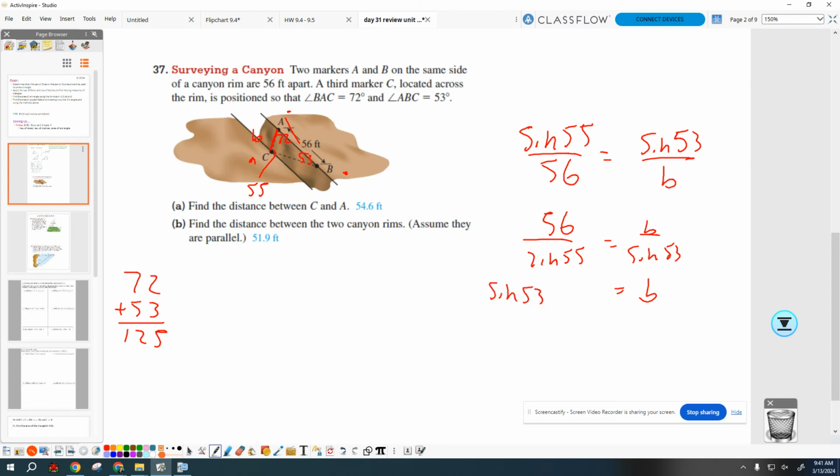This problem, they gave you a picture to start with, but you needed to label the other angles and do, like Bill was saying, of the two they gave you, find the third one and do some law of sines. Find the distance between the two canyon rims. How do you find distance between things?